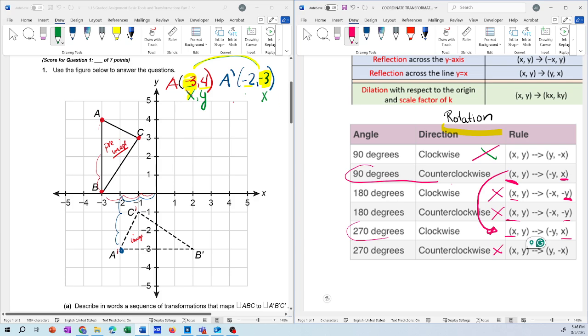In this one, it cannot be. So that means that the rule that I'm going to apply is (x, y) goes to (negative y, x). So this is the rule, okay? So let's take a look at it.